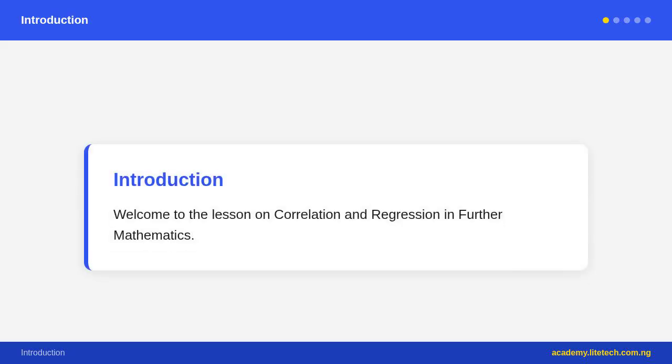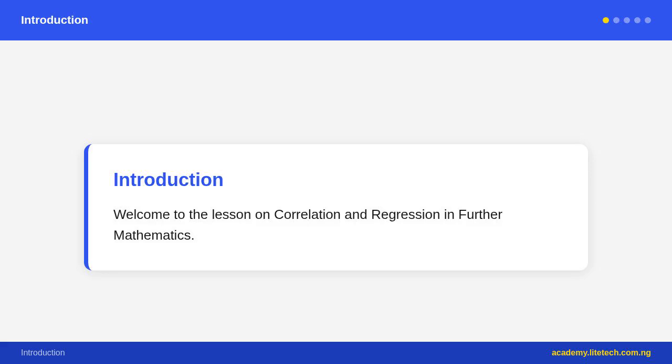Correlation measures the strength of the linear relationship between two variables. Regression finds the equation of the best fit line. Together, these tools allow us to quantify relationships and make predictions from data. By the end of this lesson, you will calculate and interpret Pearson's correlation coefficient, find the regression line equation, use the regression line for prediction, and answer WAEC Further Mathematics examination problems.